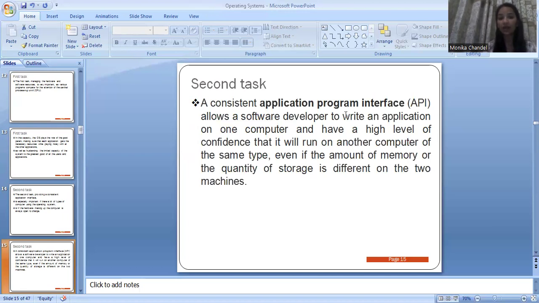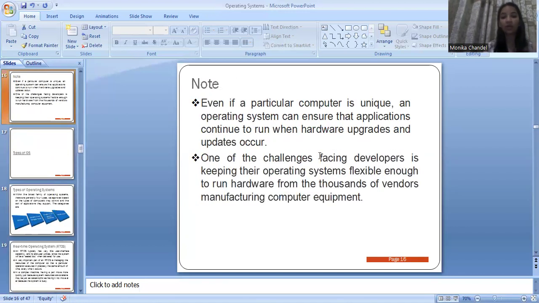A consistent application program interface, API, allows a software developer to write an application on one computer and have a high level of confidence that it will run on another computer of the same type, even if the amount of memory or quality of storage is different on the two machines. We can share a project with each other, whether they are friends or colleagues. So the operating system provides a path, or we can say an API, for the application, so we can store our project in a memory or a different type of memory.